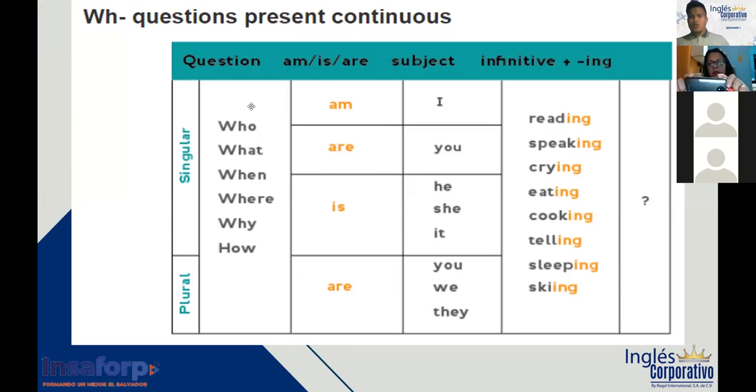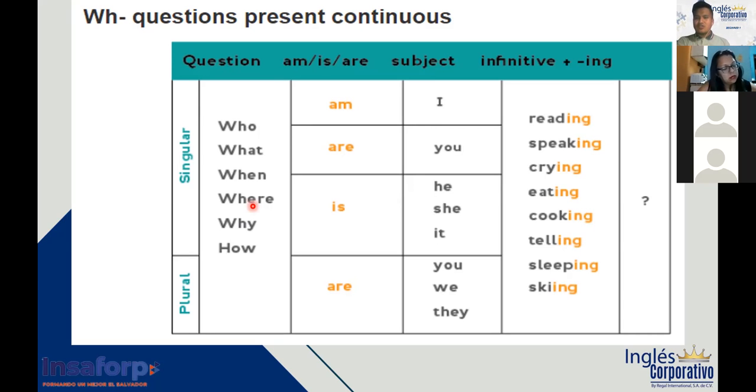¿A qué le llamamos WH questions? A todas aquellas que empiezan con WH, okay? But even though this how doesn't start with WH, aún es parte de las WH. So we have who, que significa quién, what, qué o cuál, when, cuándo, where, dónde, why, por qué, and how, cómo. All right, so who, what, when, where, why, how. This is the formula that you need to follow in order to create these type of questions.